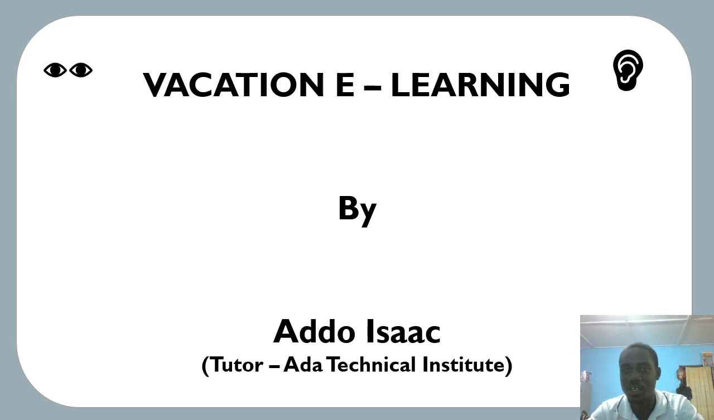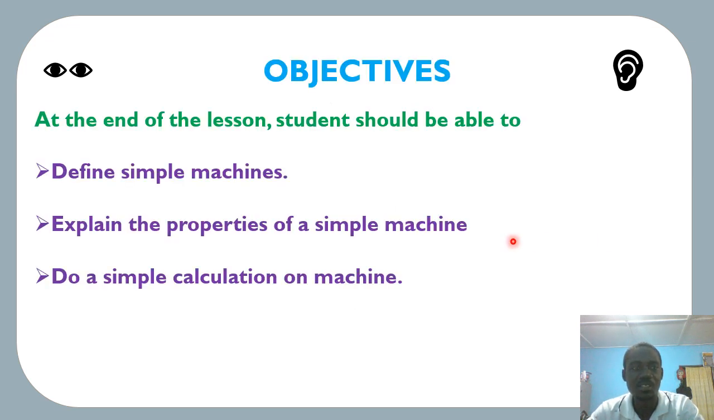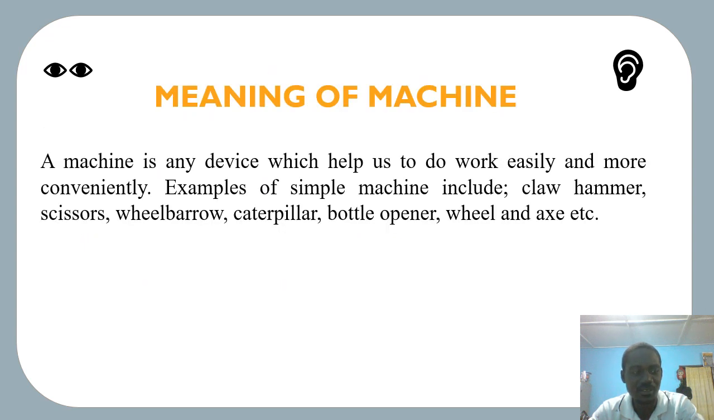And we are continuing our lesson with the caption The Meaning of Simple Machine Part 1. Our objective for this lesson is that at the end of the lesson you'll be able to define simple machine, explain the properties of simple machine, and do a simple calculation on simple machine. Let's start. The meaning of machine.